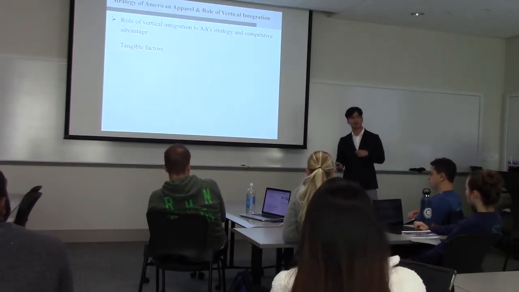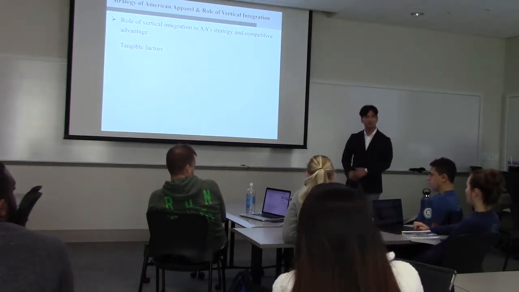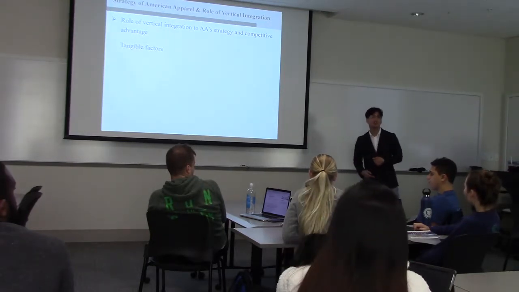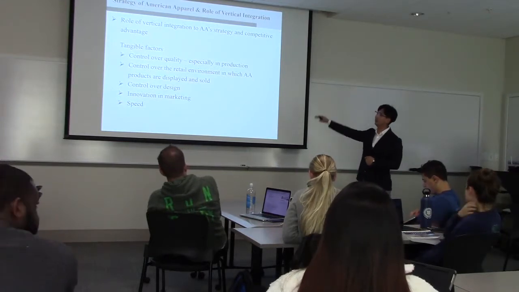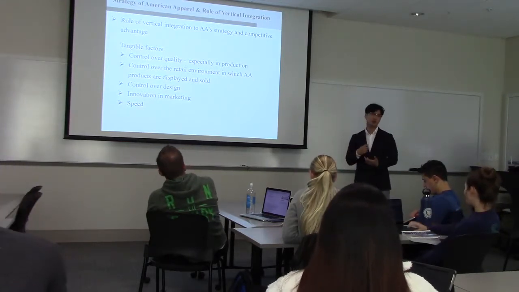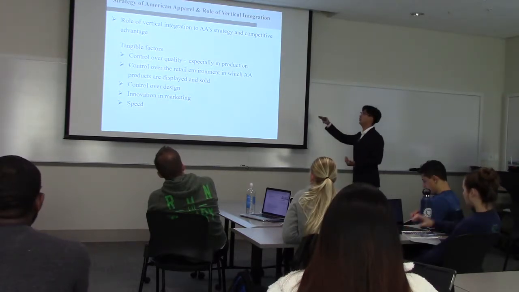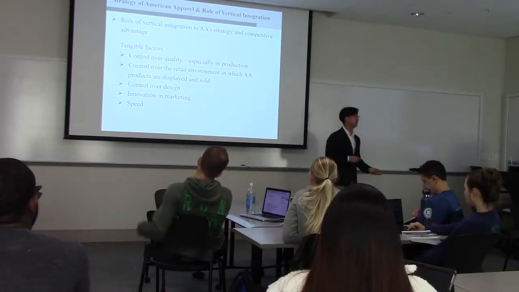Catherine, did you have a thought? I don't know if this would fall under tangible factors, but they can do it faster. Yeah, speed is a factor, yes. Okay, so here are some of the factors, right? So they can control their quality because they do everything themselves. They know what's going into their products that's being made. And then they can control the retail environment in which AA product is being sold and displayed.